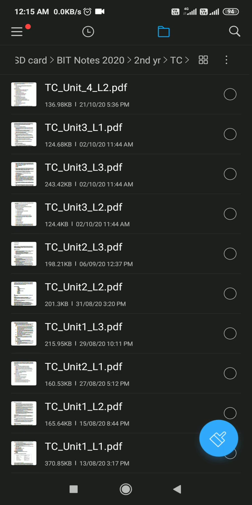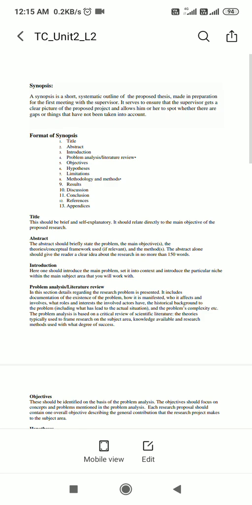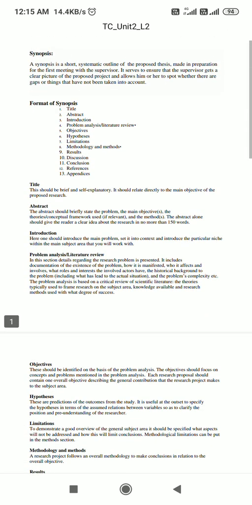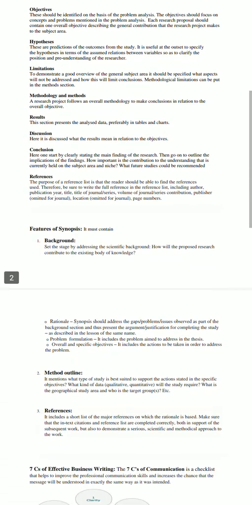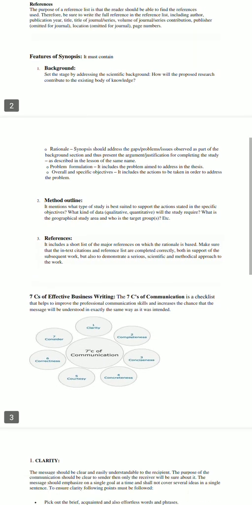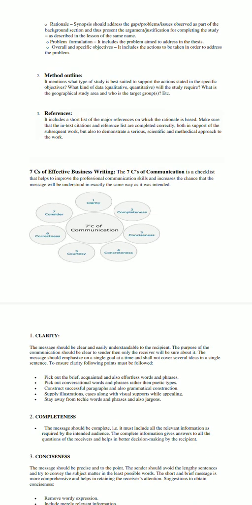This is Unit 2 Lecture 2. Synopsis, format of synopsis, features of synopsis, 7 C's of effective business writing.